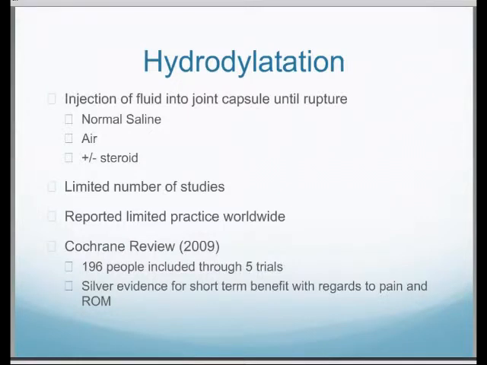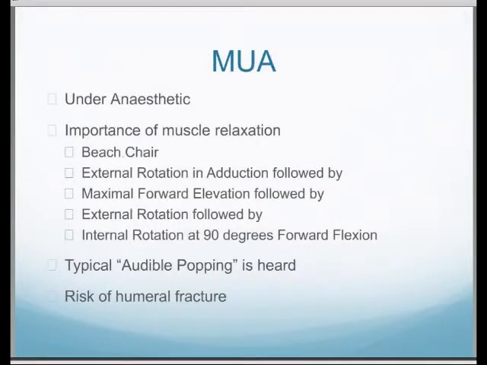Manipulation under anesthetic, obviously it's under anesthetic. It's important to have complete muscle relaxation to allow all the force you're putting in to go straight into the joint. It can be done in the beach chair, and it can also be done in the prone position. One technique that I read about was first working on external rotation, then forward flexing as much as you can and trying to externally rotate again at maximal flexion, then bringing the arm back to 90 degrees of forward flexion and working on internal rotation.